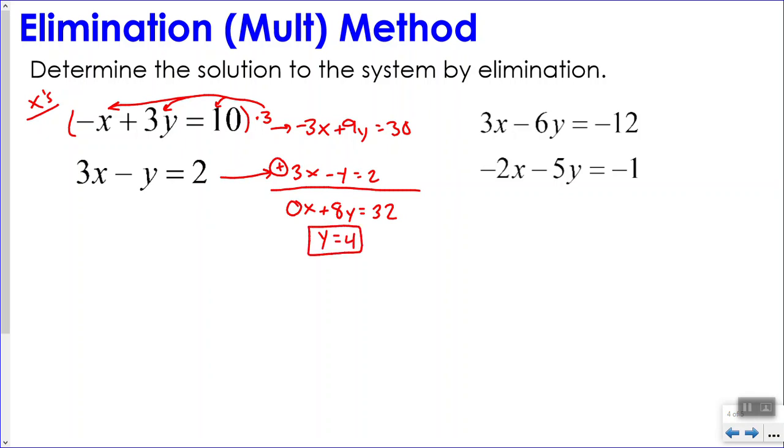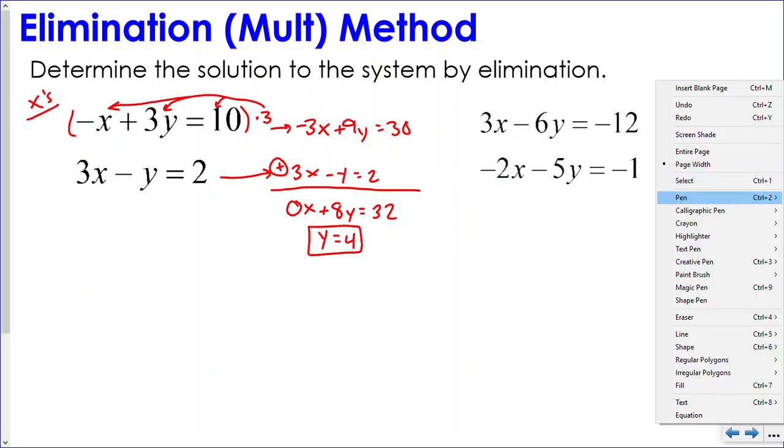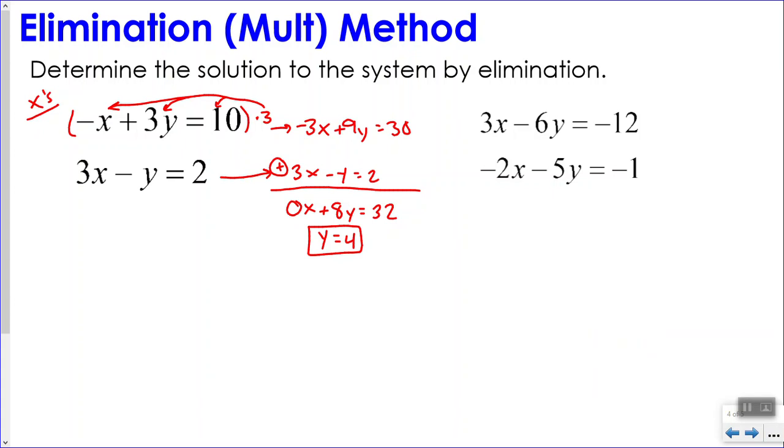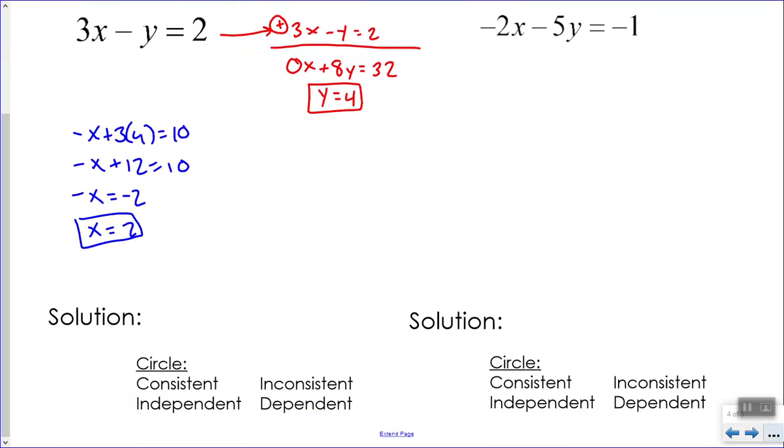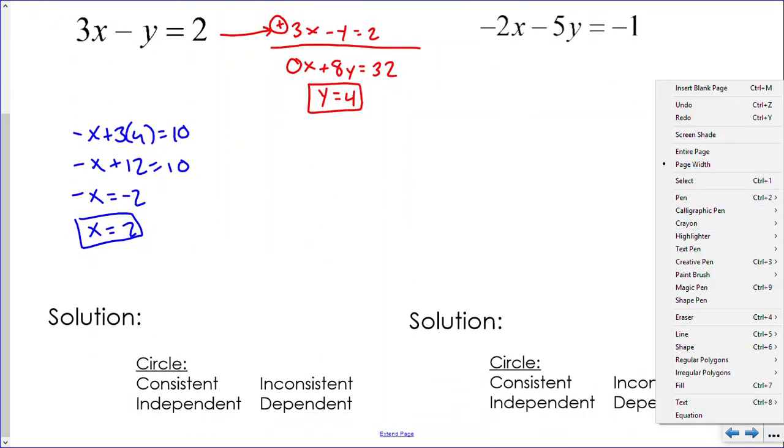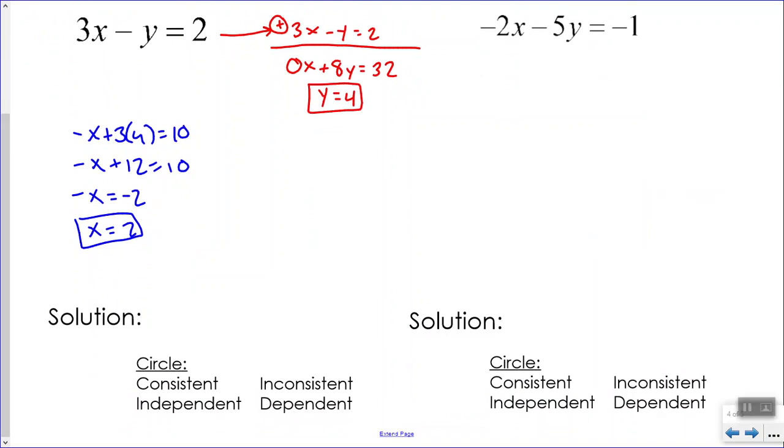Now I can go ahead and substitute that into either of my original equations to solve for x. So if we use the first equation, we're going to have negative x plus 3 times y, or 4 in this case, is equal to 10. So negative x plus 12 equals 10. We end up with negative x equals negative 2, so x must be 2. Then, as always, we're going to go ahead and write our solution as an ordered pair. So we have the point 2, 4, and this is a consistent, independent system.